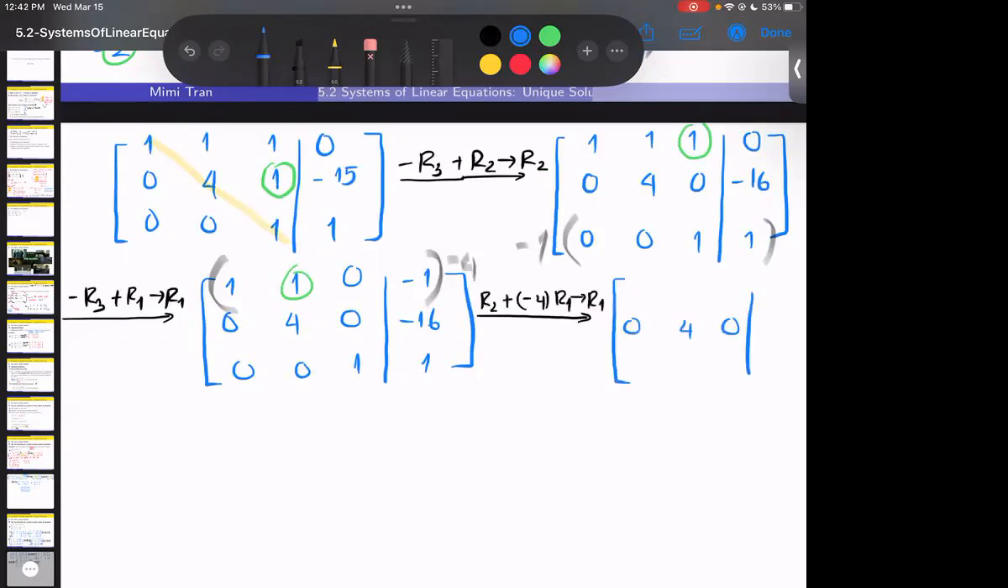0, 4, 0, negative 16, 0, 0, 1, 1. Row 2 plus negative 4 R1. 0 plus negative 4 is negative 4. 4 plus negative 4 is 0, will be 1. And then 0 plus negative 4 times 0 is still 0, so 0. Negative 16 plus 4, right? Negative 1 times negative 4 is positive 4. Negative 16 plus 4 is negative 12. Part is over. Oh, we will at the end. Don't worry about it till the end.